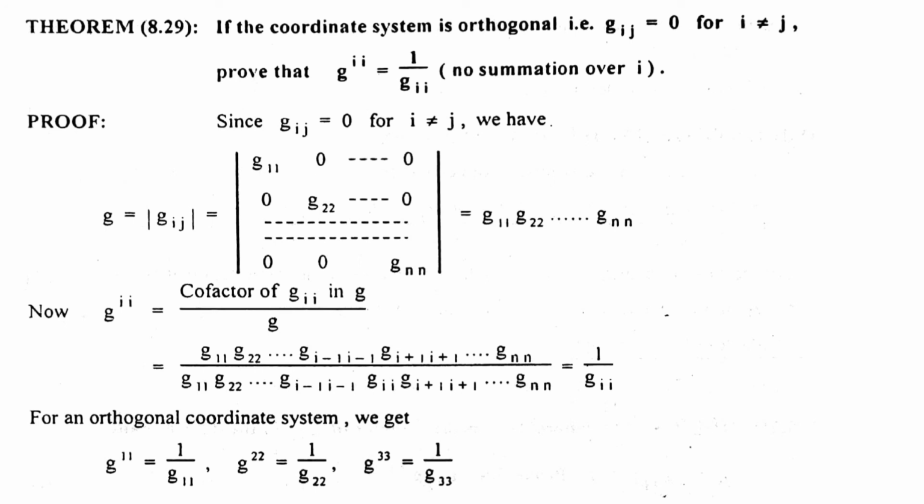For an orthogonal coordinate system, substitute the values: if we have only 3 coordinates, g^ii is equal to 1 over g_ii. If we have 3 coordinates, it becomes g^11 equal to 1 over g11, g^22 equal to 1 over g22, g^33 equal to 1 over g33. This is so only when we have a diagonal matrix.